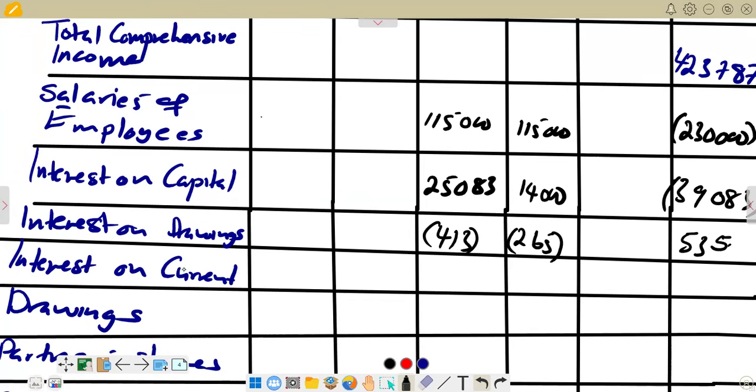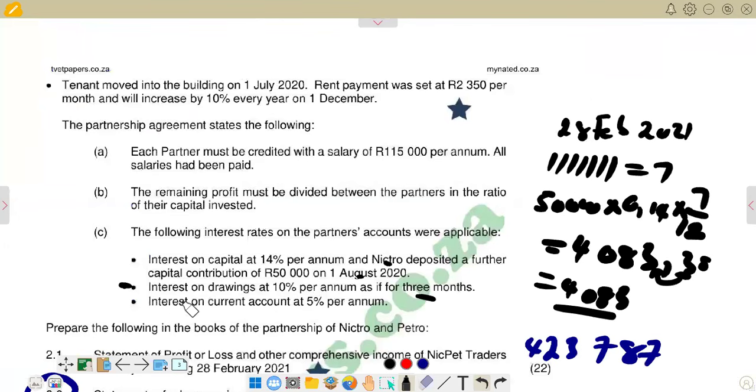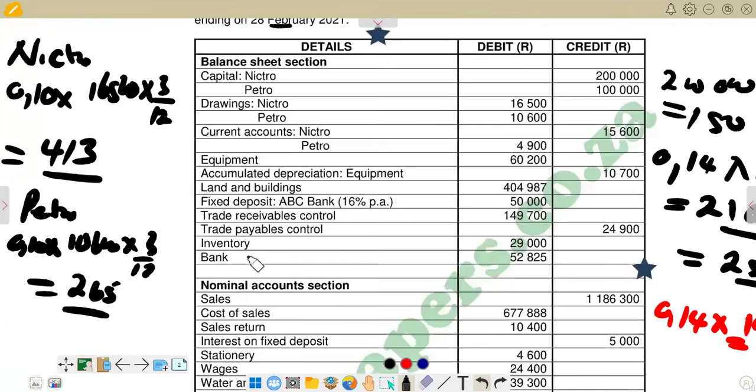Then we go to the next description, which is interest on current. So we go again to the partnership agreement to see what is there about interest on current account. It is 5% per annum. So we're just going there to check the balances of the current accounts. Then we multiply by 5%. So the current accounts are here. We have got 15,600 and then 4,900. So we can just apply as such. Let's just try to see.